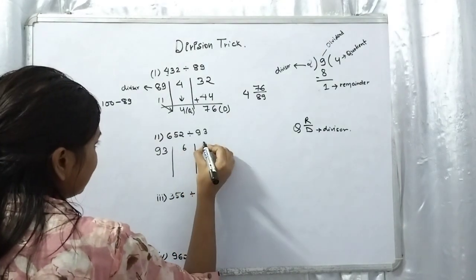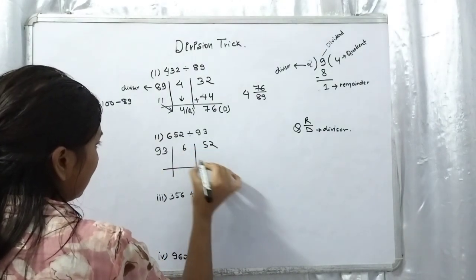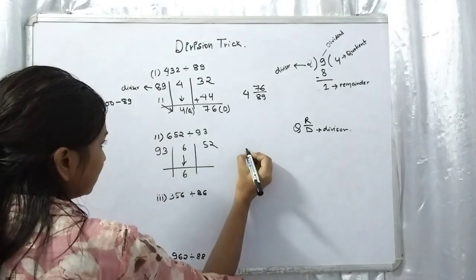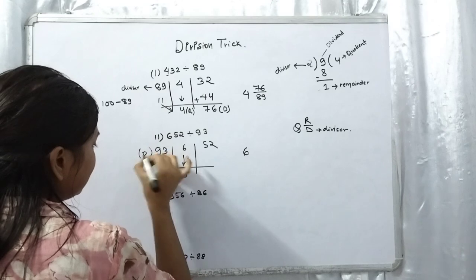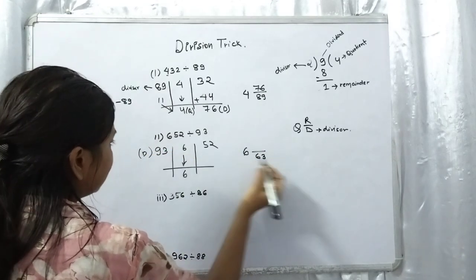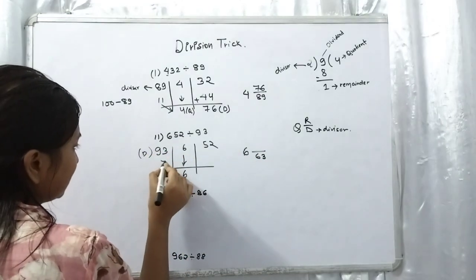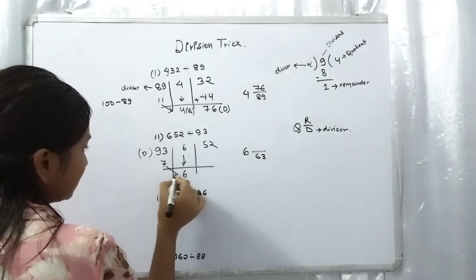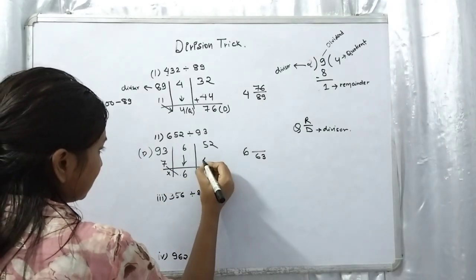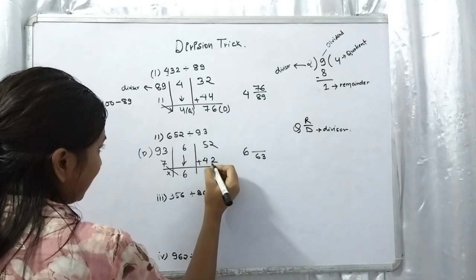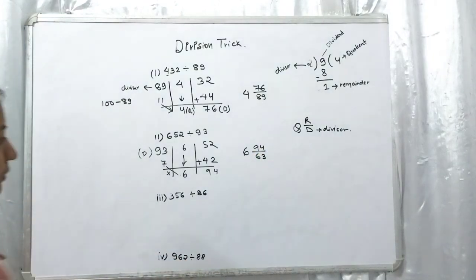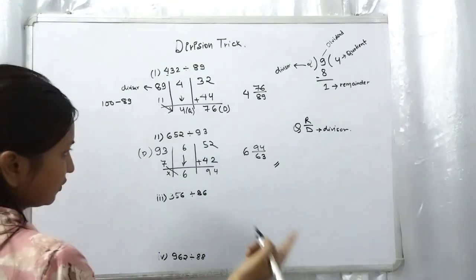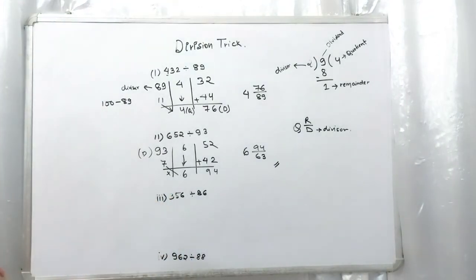So you will write 6, you will write 52. Now this 6 will go down. This is your D, so this will come here. 100 minus 93 is 7. 7 into 6: 6 6s are 36, 6 7s are 42. You will add this up and it will give you 4 and 9, so 94. I don't think you can solve any division in an easier way than this.